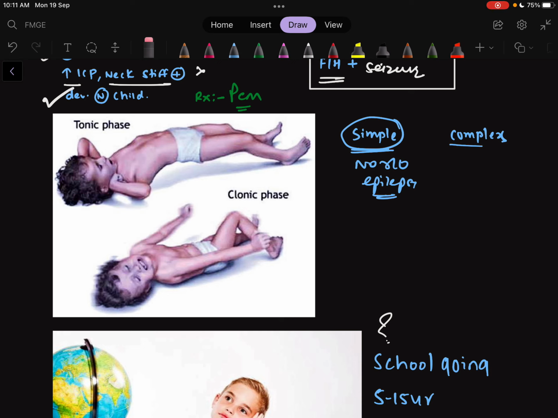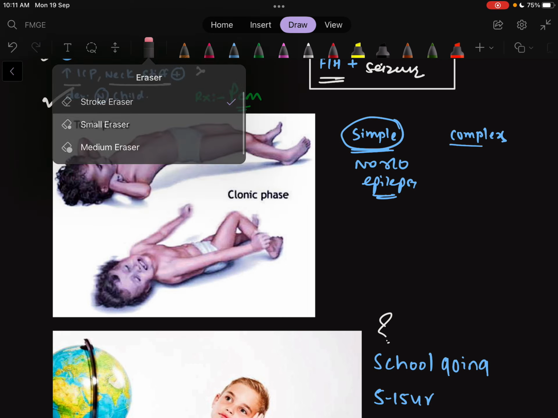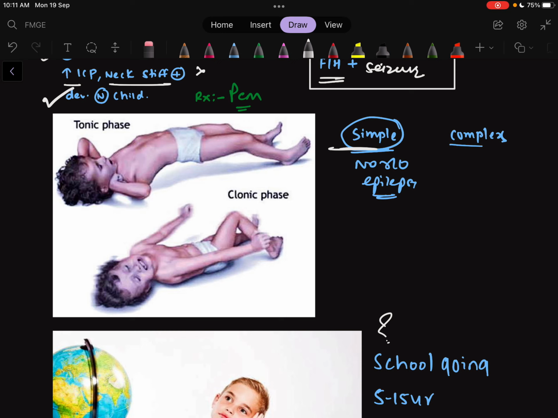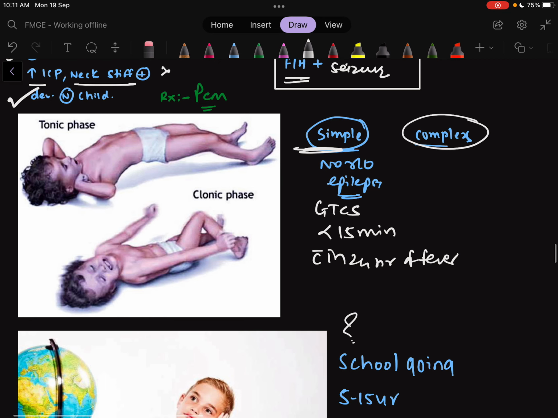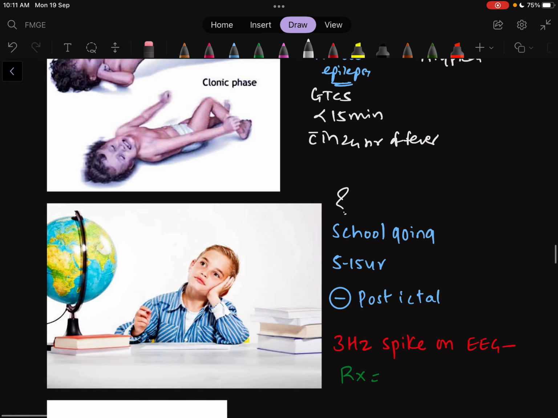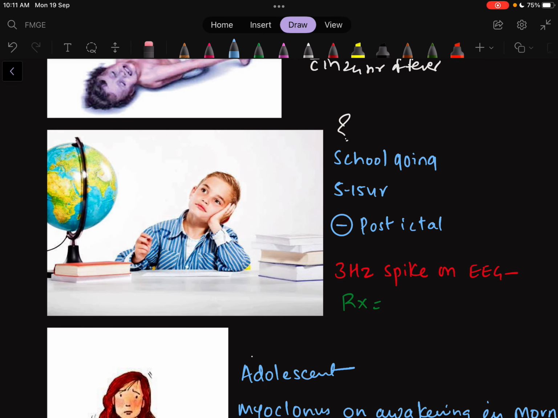Mainly in febrile seizure there is generalized tonic-clonic seizure. In simple febrile seizure there is GTCS of short duration, less than 15 minutes, and it should be within 24 hours of fever. And complex seizure is also known as atypical febrile seizure.